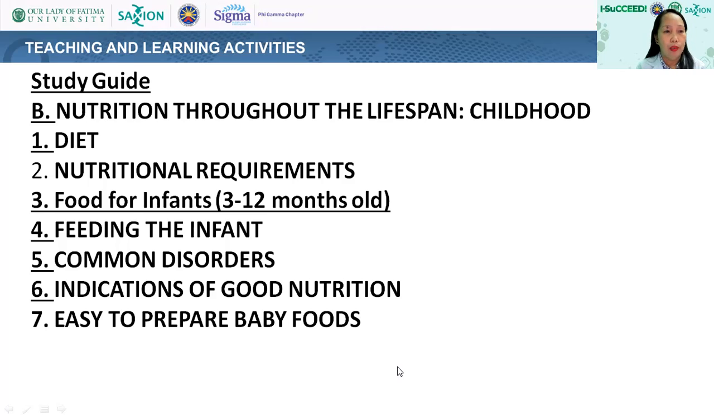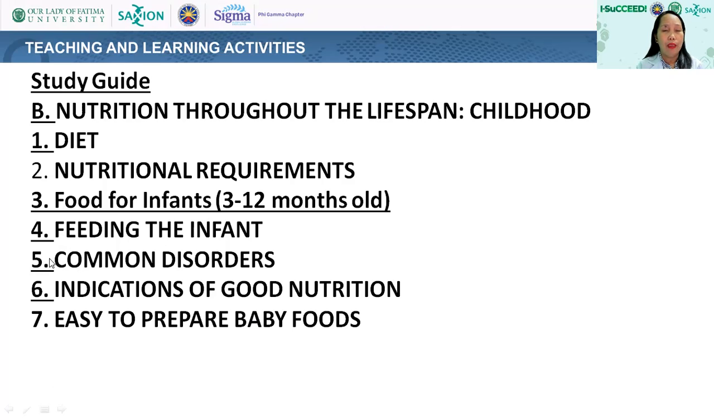Childhood. First, we have the infant. So we're going to discuss first what are the diets that are prescribed for an infant, and what are the nutritional requirements that are recommended and should be attained by an infant. For the third, we have the food for infants at about 3 months old to 12 months old. Fourth, we're going to have learning activities concerning how to feed an infant.